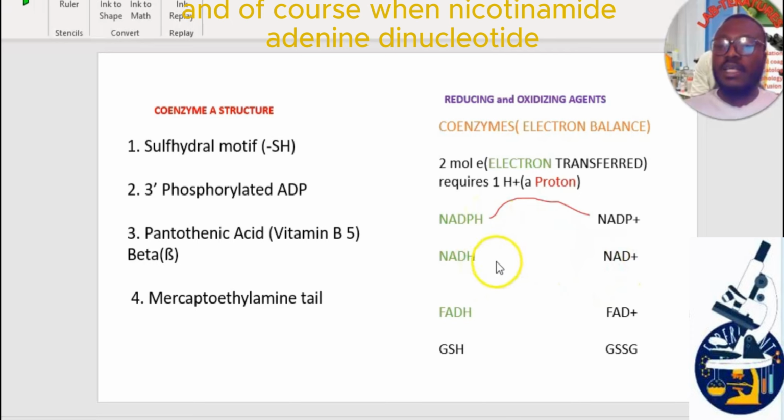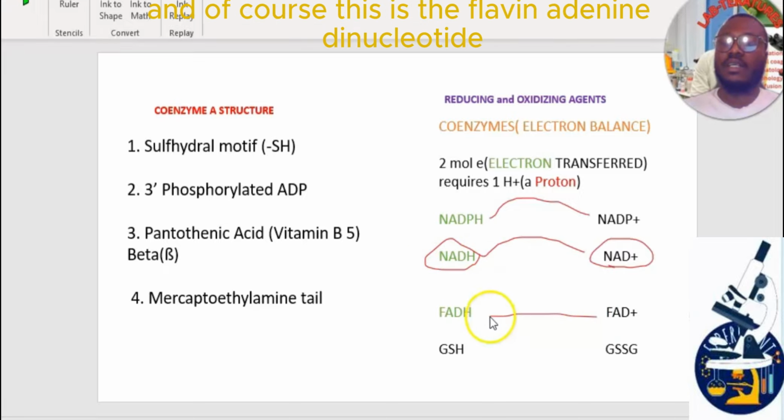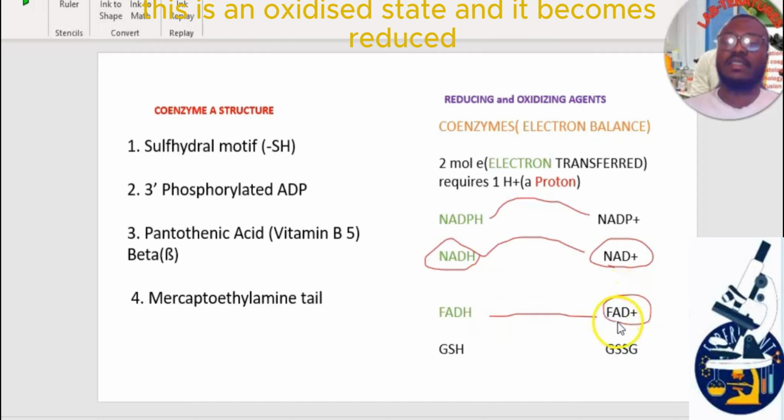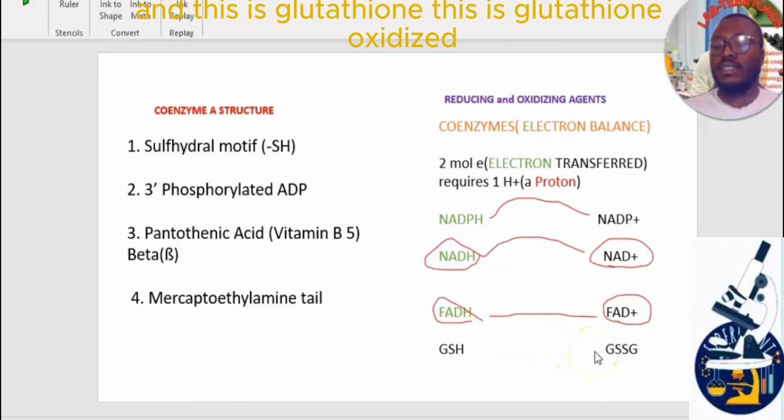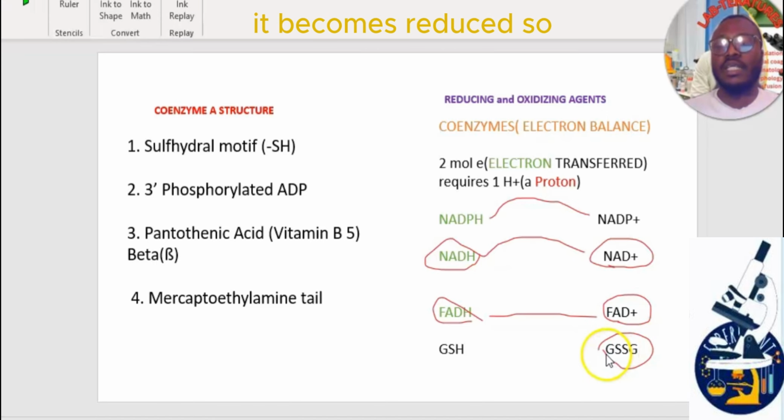And of course, when nicotinamide adenine dinucleotide, which is oxidized here, receives an electron, it becomes reduced, and this is the state. So we match them onto that, and of course this is the flavin adenine dinucleotide. This is an oxidized state and it becomes reduced. And this is glutathione. This is glutathione oxidized, and when it receives a proton or electron, it becomes reduced.